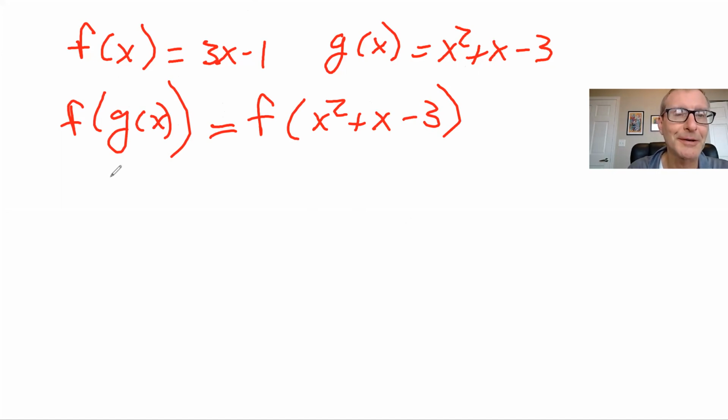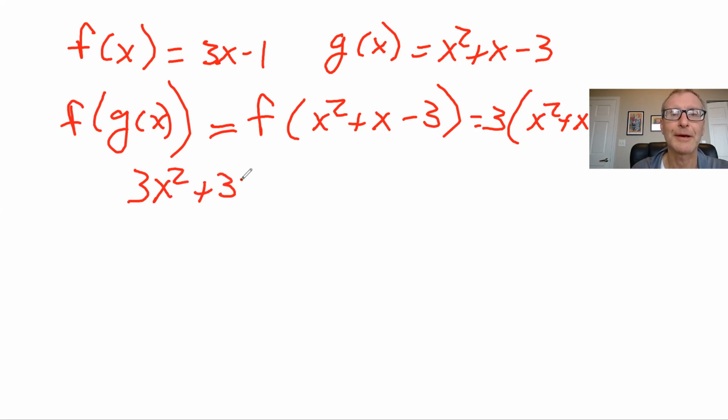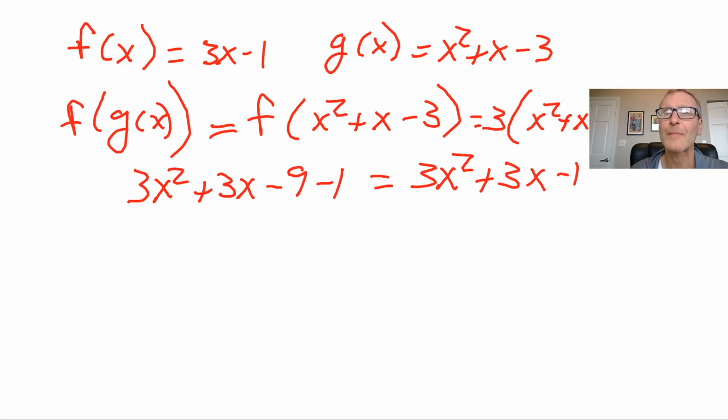That's not too bad here because we have 3x minus 1. So it would look like this, right? It would be 3, and then we would have x squared plus x minus 3, and then we have the minus 1 outside. You distribute the 3 through, and you would get 3x squared plus 3x minus 9 minus 1. You combine those like terms, which is the two constant terms, and you would get plus 10.